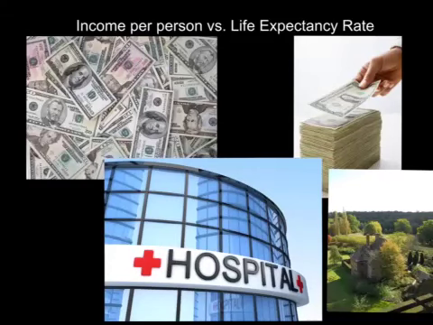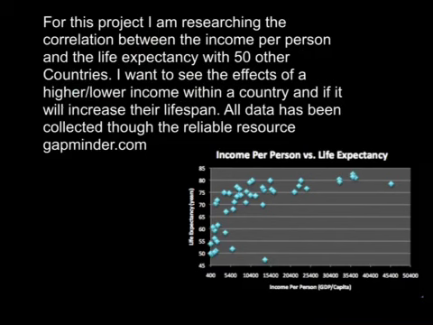For my project, I was comparing the income per person versus life expectancy rate. I researched the correlation between the income per person and the life expectancy with 50 other countries, and I wanted to see the effects of whether the income was higher or lower within a country to see if it would increase or decrease the lifespan of that country. And all this data has been collected through gapminder.com.